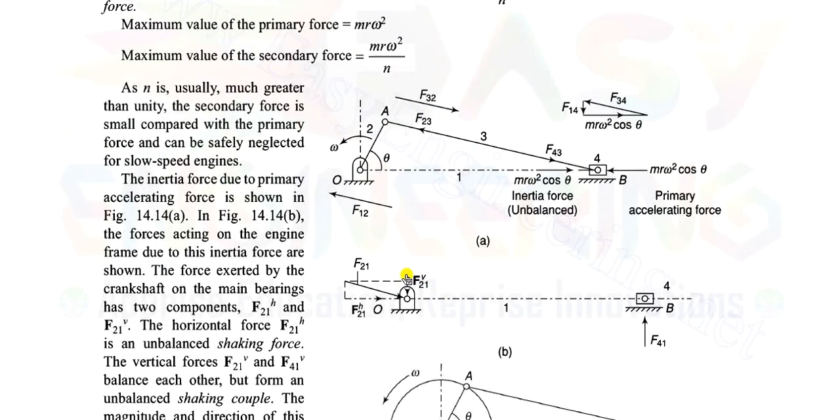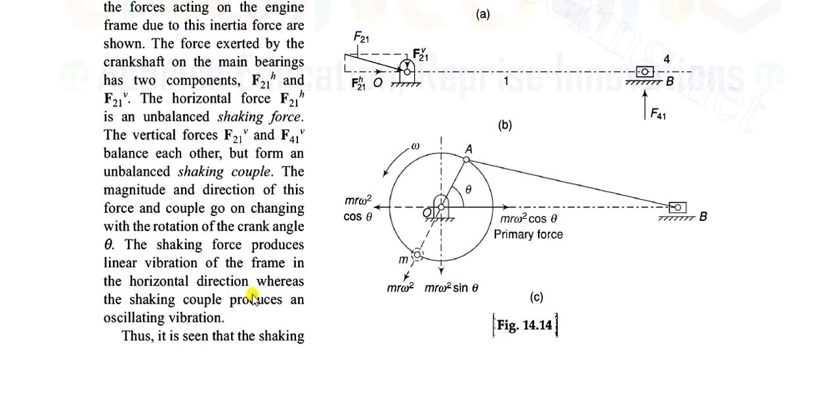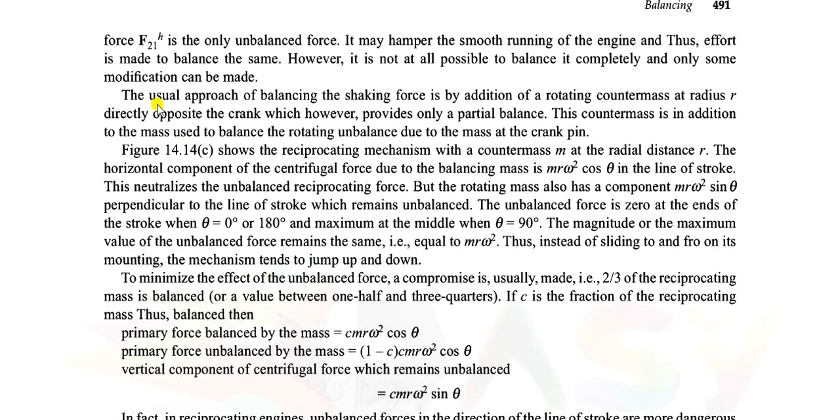So what was happening here, because of this F21H, this is balanced by this horizontal inertia force, but this was the unbalanced vertical, which he is calling shaking force. To balance this, he is not balancing it completely, and he is using a modification. So he is doing partial balancing.